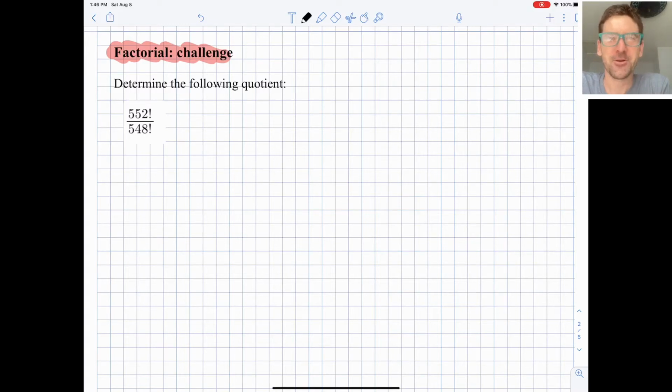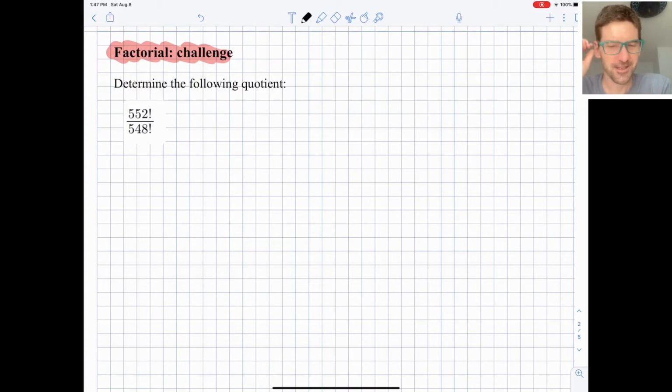All right, we're going to keep going with our work on counting in probability, specifically using factorial. And here's a challenge I have for you. I really encourage you to try to figure this one out on your own and see if you can get it, and then check back in and see how you did. So we're trying to determine the following quotient: 552 factorial divided by 548 factorial.